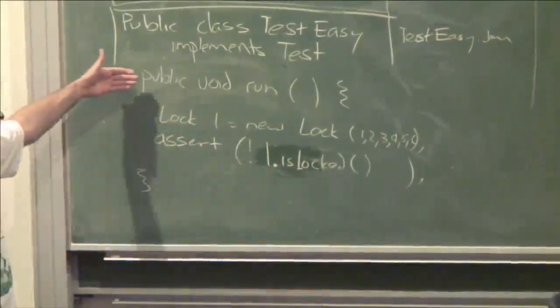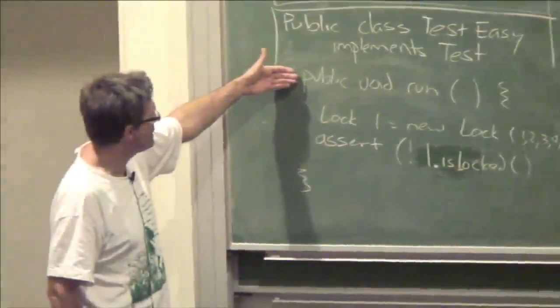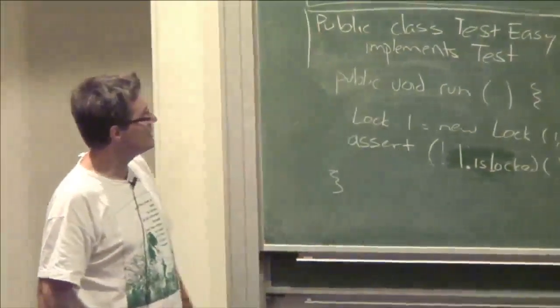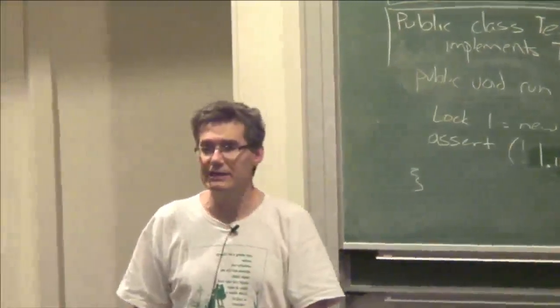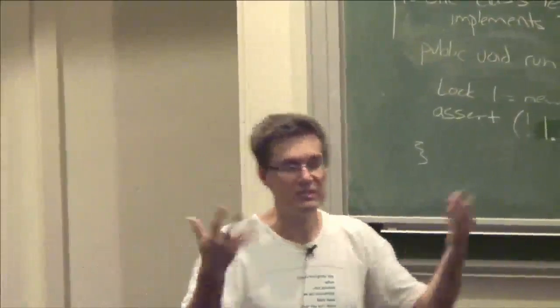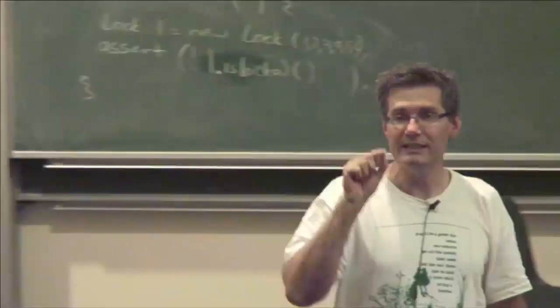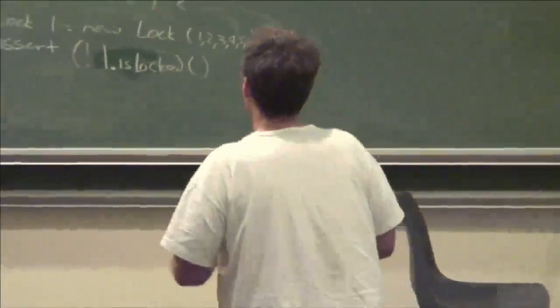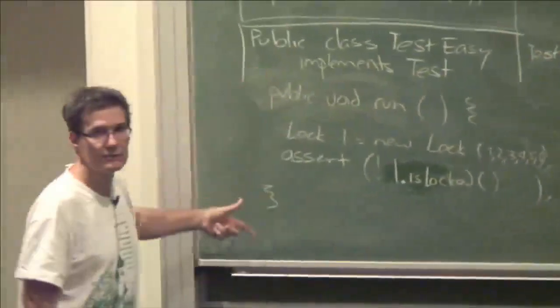create. Okay, so here we have a simple function called run. It's in the class called testEasy. So if I create an object of type testEasy now, and I call that object t, and then I said t.run, we'll run this function and perform that test.